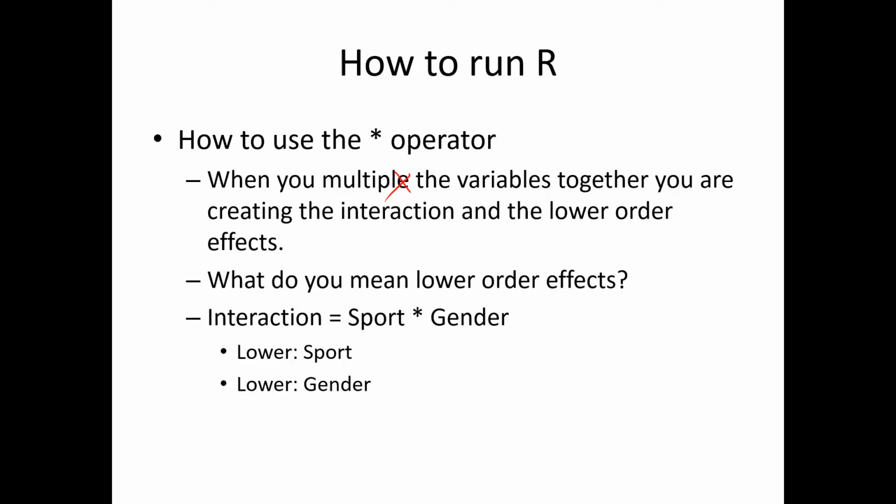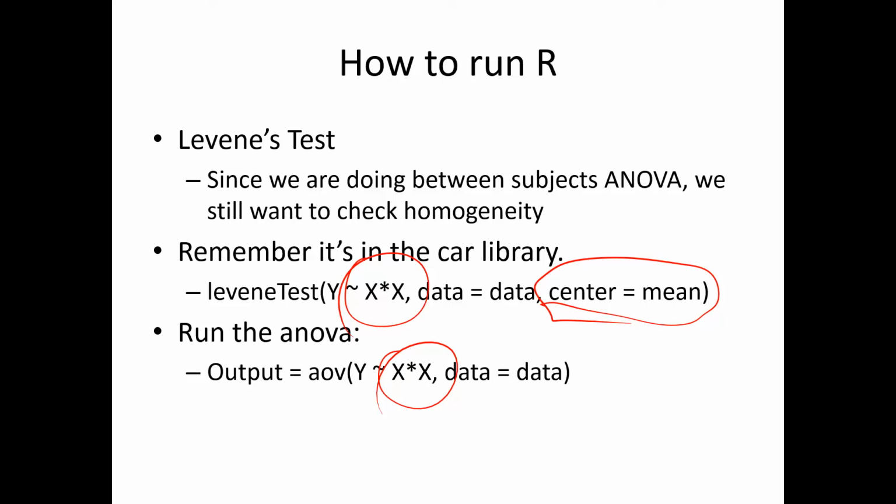Alright. Since we're doing between subjects ANOVA, we still need to check for homogeneity. And so we're still going to use Levene's test in the car library. And here's what I mean by the multiply operator. So it's x times x, data equals data. Remember, center equals mean if you're using a traditional ANOVA, or it will do a median center, which we don't want. To run the ANOVA, it's the same formula, x times x, data equals data.